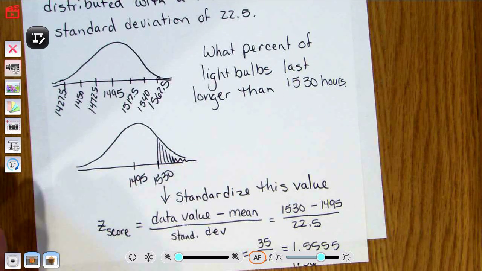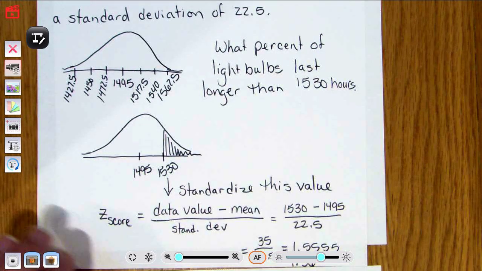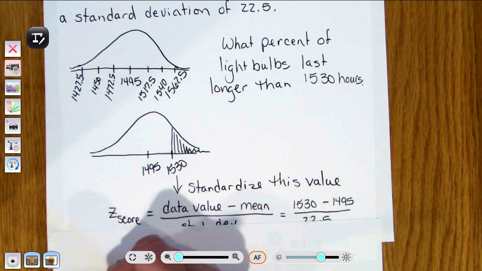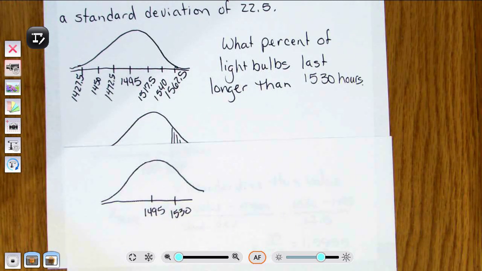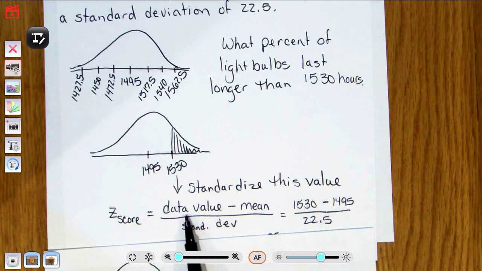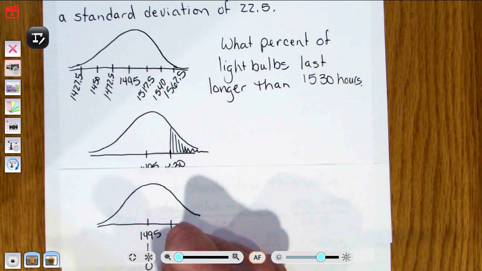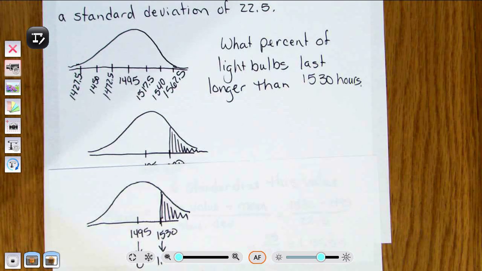So what we have done is taken this 1530 and turned it into our standard normal curve. I'm going to draw another little picture here. Here's that 1495 and here's that 1530. If I standardized the 1495, it would turn into a 0 because 1495 minus 1495 is 0. This one turned into 1.56. It's not going to look exactly the same, but for our purposes it's okay to draw them the same.